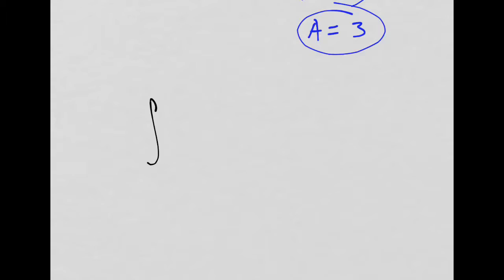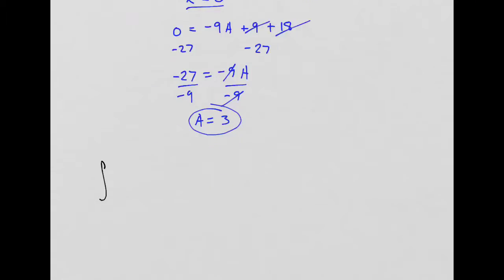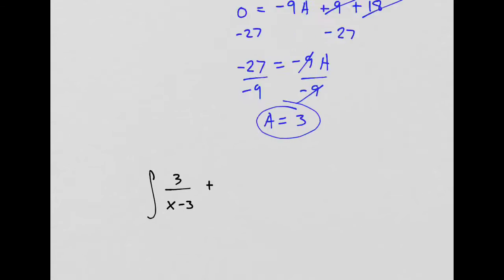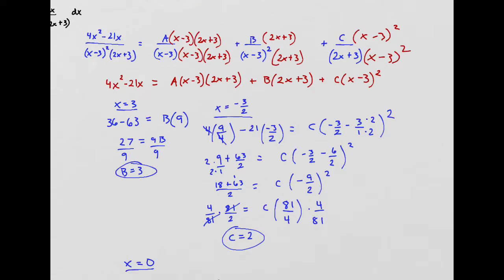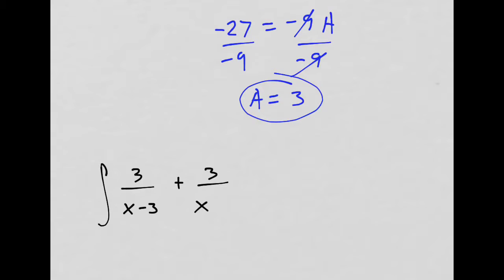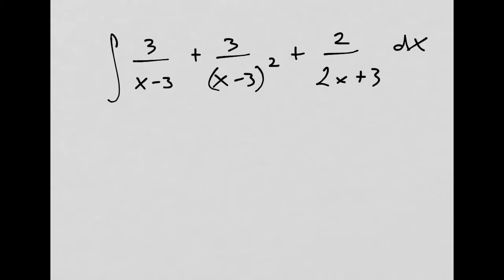So the integral will be A over x minus 3, and A is 3. So 3 over x minus 3, plus the integral, well, I guess we can do that part later, B over x minus 3 squared, and B is 3. So 3 over x minus 3 quantity squared, plus, and I remember it was 2 over 2x plus 3 dx. And now I can split up my integral.